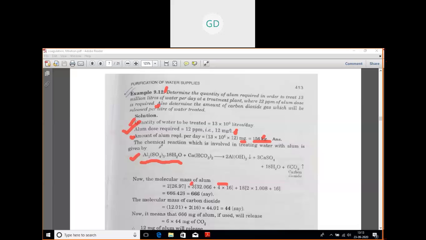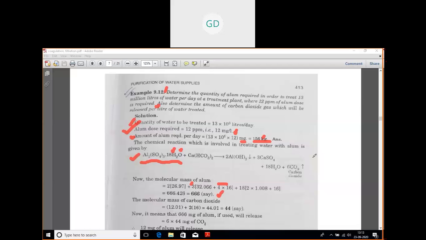Then again plus 18 H2O. Hydrogen, everyone knows, is 1. And oxygen is 16 again. So like this you need to find out the molecular weight. If you have forgotten how to find the molecular mass, then please refer to YouTube or to your class 12 chemistry book.